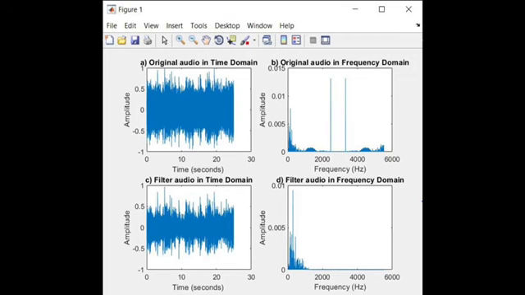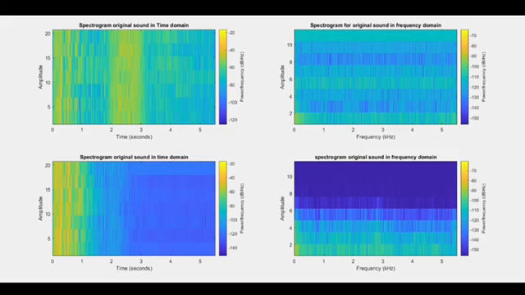And then this is the graph that we get. So we look here. This is the original audio for the frequency domain, and we can see the noise is reduced. So we can hear the filtered audio. The noise is reduced, and this is the graph of the spectrum.